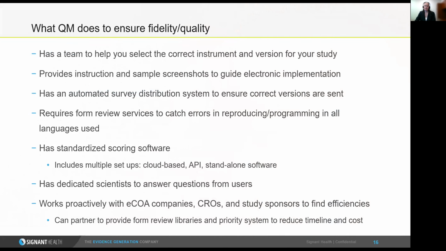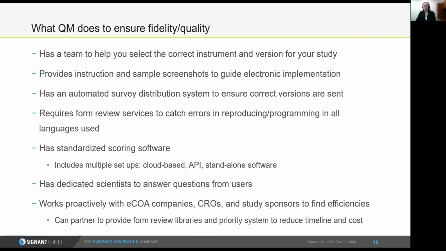At QualityMetric, some of the things we do to ensure fidelity and quality are that we have a team to help you select the correct instrument and version for your study. We provide instructions and sample screenshots along with the instrument to guide electronic implementation. That way, from the very start, you know what it should look like, and that will help reduce the time to get that form review passed.